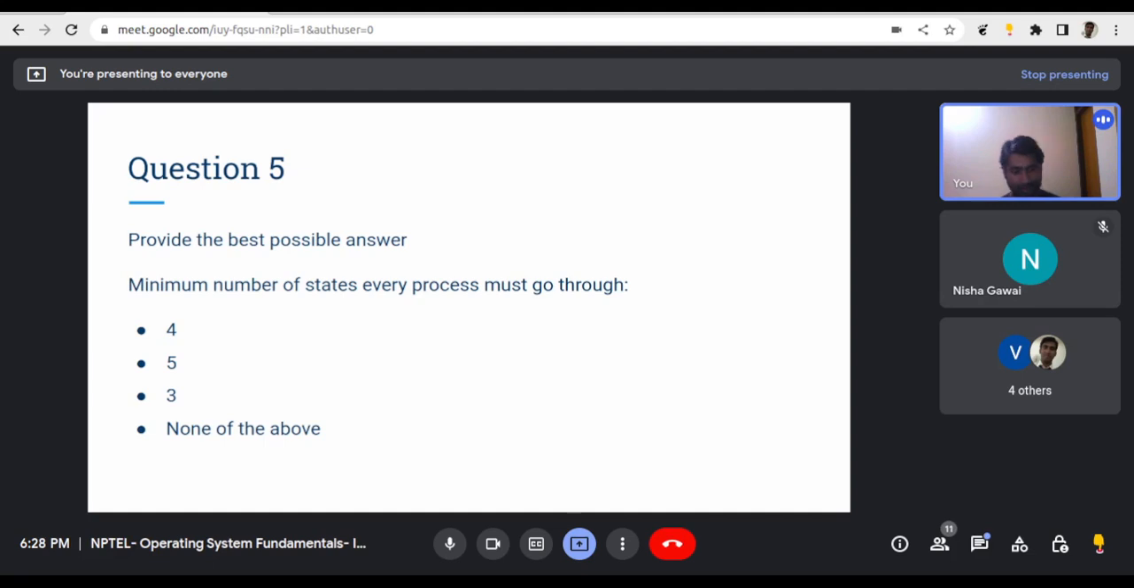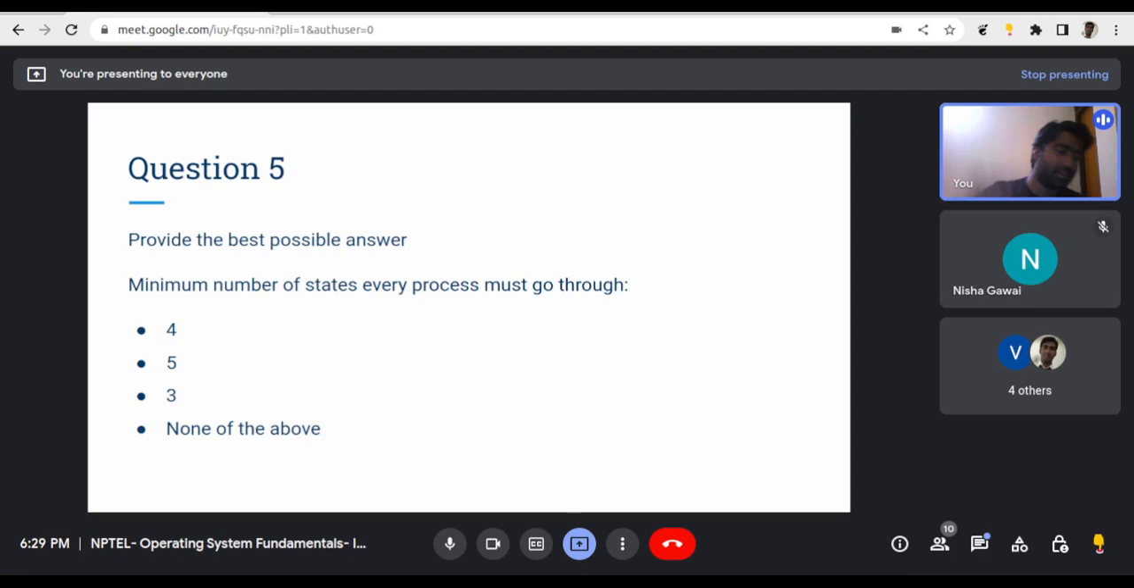In fact, you are not printing anything. You are just opening the main function and then straight away closing the main function. In that case, it will go straight away to the terminate state, right? It need not execute anything, it need not wait for anything. So it goes through 4 states: new, ready, running, and finally terminate. So 4 is the correct answer.